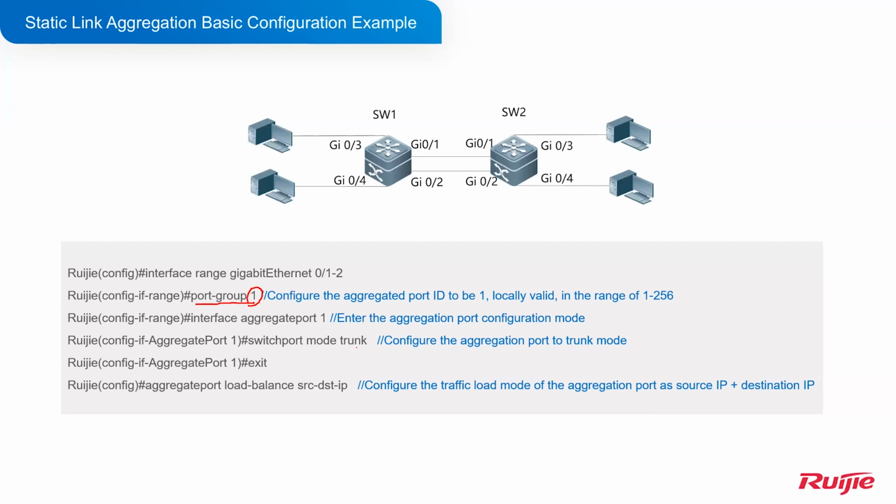Switch port mode trunk to configure the aggregate port to be a trunk port. And then here the load balance mode, we choose aggregate port load balance as source and destination MAC. Okay, and the configuration of the other end is the same. Okay, this is the configuration of the static link aggregation.